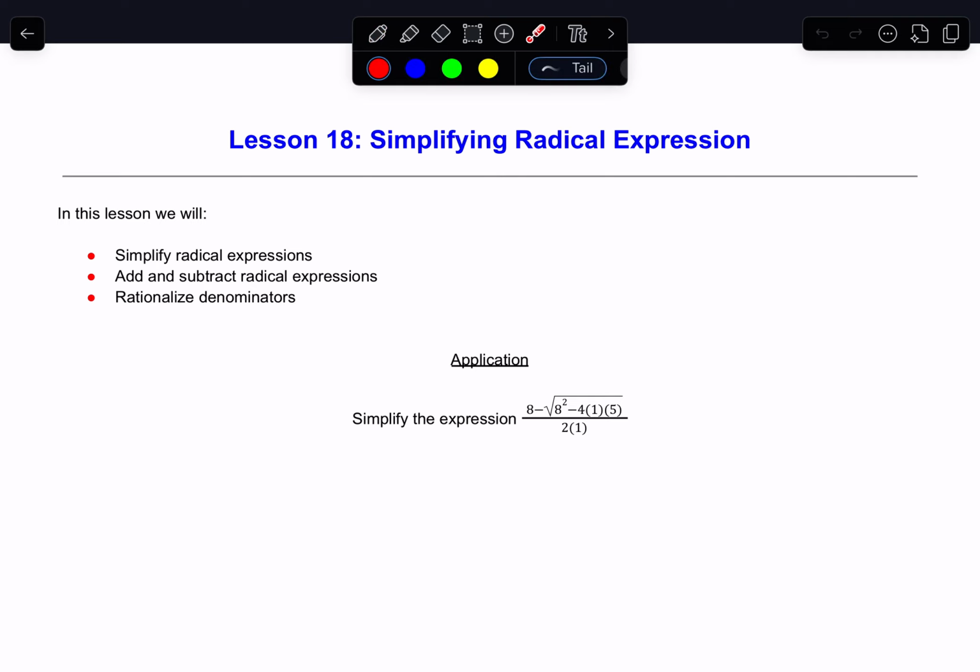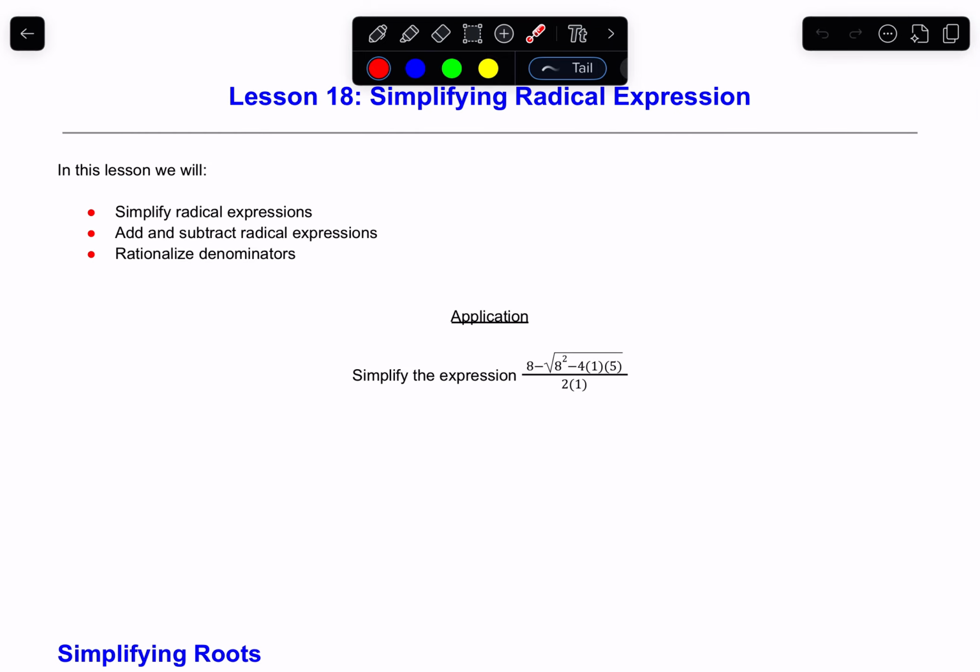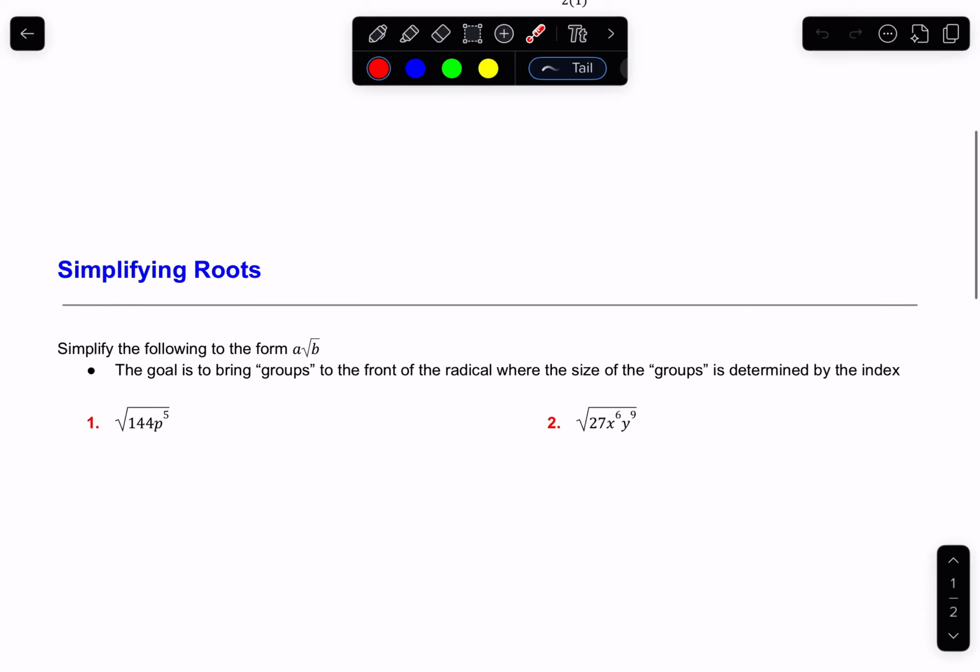What we're going to do is learn how to simplify radical expressions, then we will add and subtract radical expressions, and finally we will rationalize denominators. The application we're building up to is simplifying the expression we see here, which is in the format of the quadratic formula, a formula you use to solve for the roots of quadratic equations. We will come back to that one at the end, once we have a little more knowledge about how to simplify radicals. But let's just go ahead and get into it.